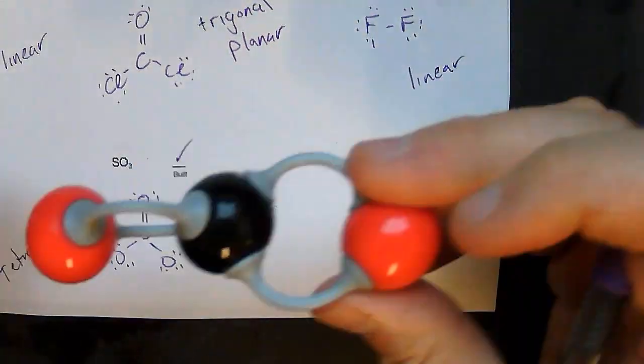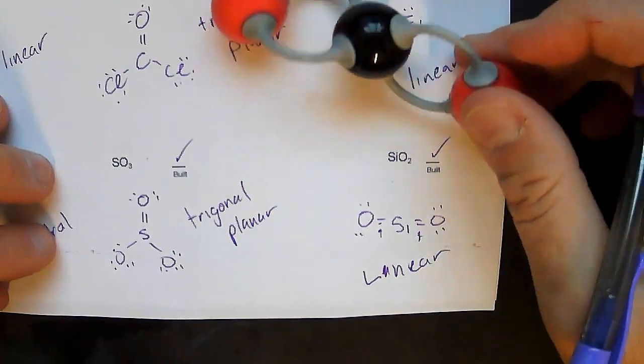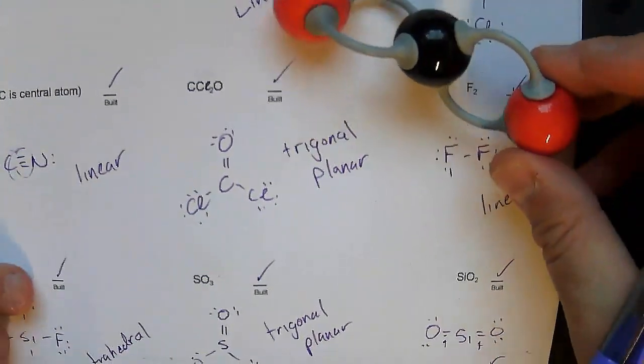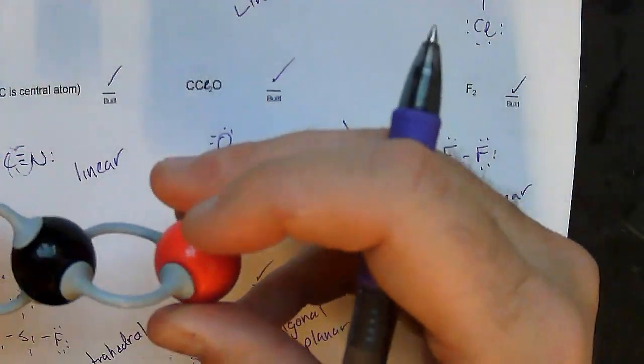Okay, so there you have it. This is the Lewis dot structures to get geometry worksheet.